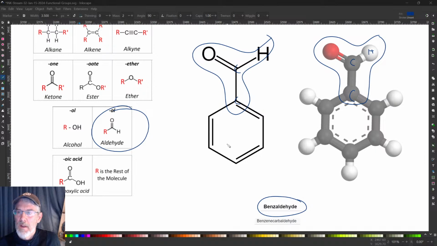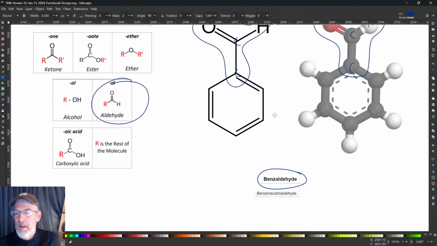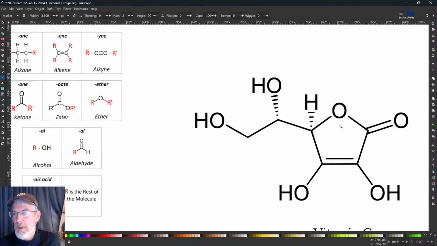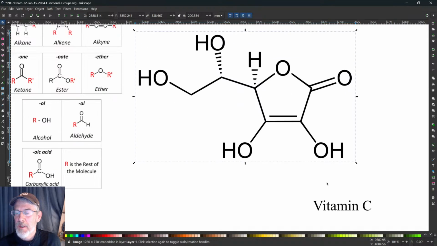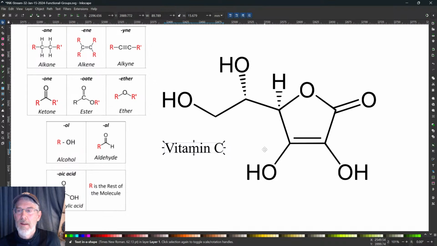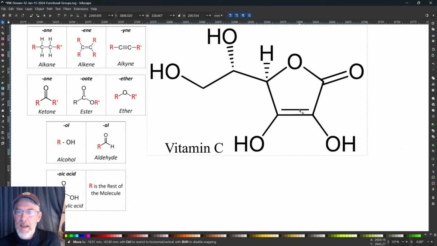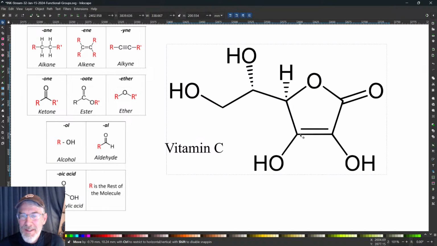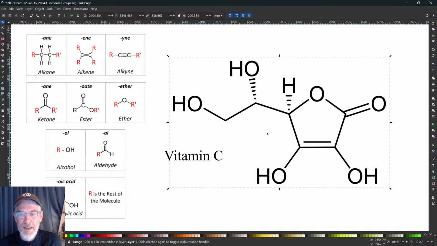All right. So this one definitely is going to be an aldehyde. Do I have any more of these? Ooh, I like this one. So this one is probably the last one because it's a little more challenging. This is vitamin C. It reminds me kind of like a lunar lander, like something like this would land on the moon and then reach out and grab a sample. I don't know. Maybe I've been doing too much chemistry today.